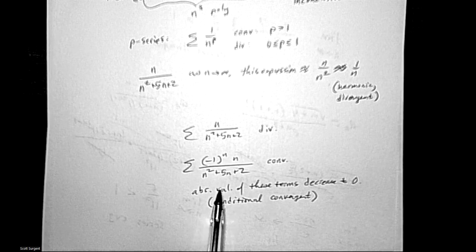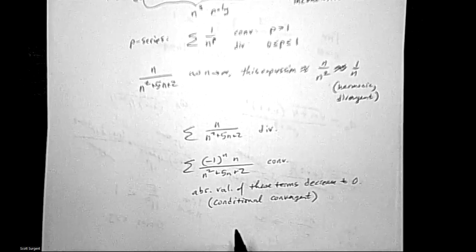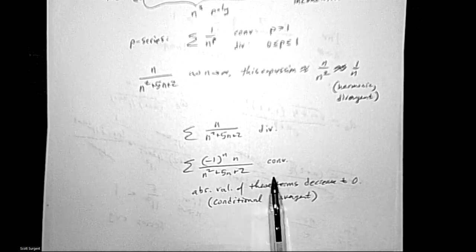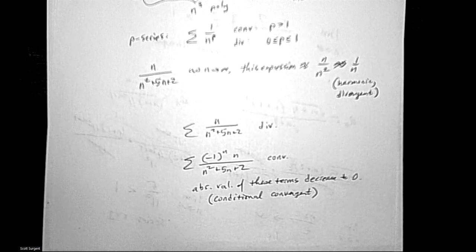Now, what does it converge to? I have no idea. We could put it on a spreadsheet and get an approximation, but it'll converge. It'll converge slowly. That's part of the problem with conditional convergence. They don't converge quickly at all.